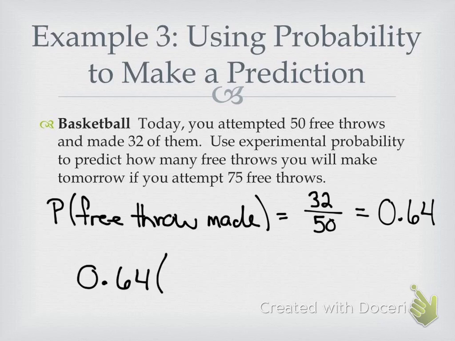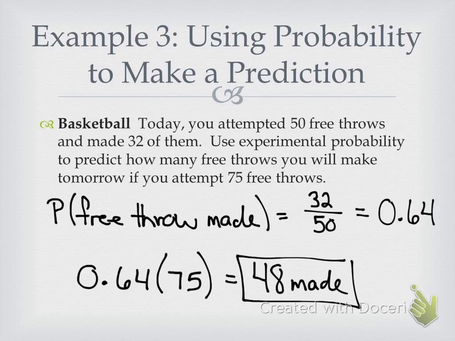that you're going to shoot tomorrow, which is 75. And that will give you, if you make the same basically proportion of free throws that you made today, how many free throws will you make tomorrow? 48. 48 made.